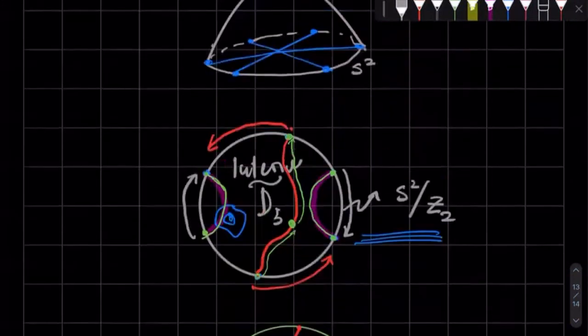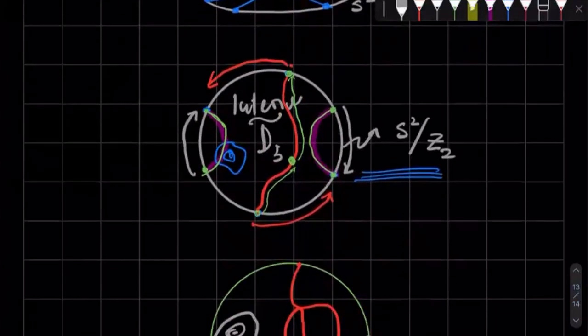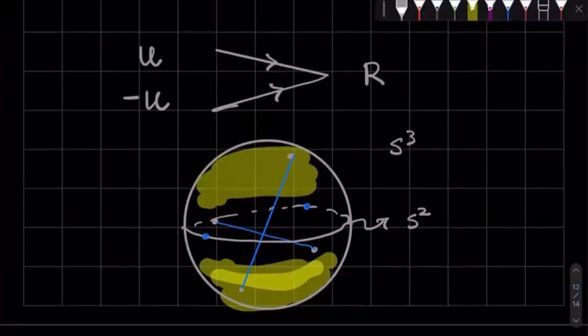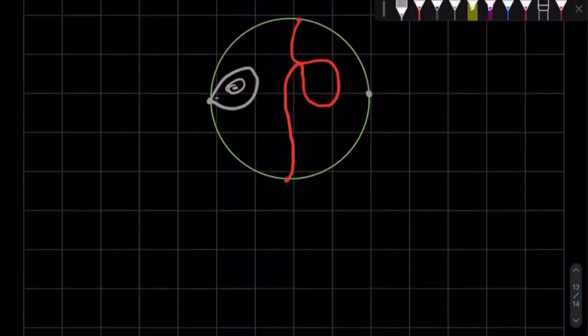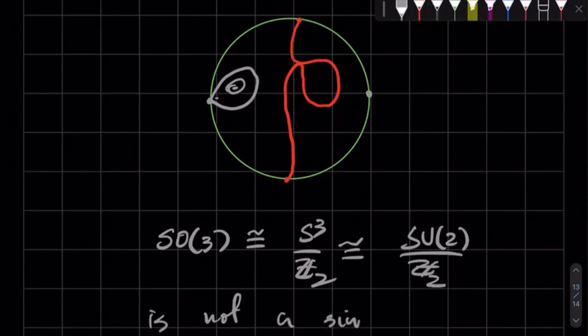So this means that there are two kinds of loops in this manifold: one which can be shrunk to a point, and one which cannot. That means that SO3, which is S3 over Z2, also known as SU2 over Z2, is not a simply connected manifold.